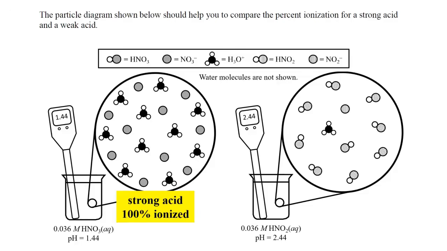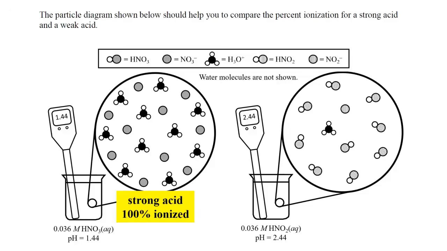Now focus your attention on the beaker and the particle diagram on the right. So we have a 0.036 molar solution of HNO2, or nitrous acid, but HNO2 is not on your list of 6 strong acids. Notice that the pH meter does not say 1.44, but rather 2.44. So what that means is that the pH is higher, and it's actually higher by 1 unit on the pH scale.